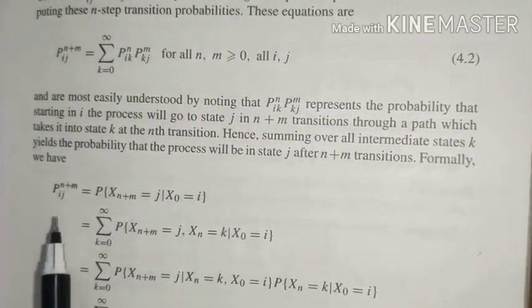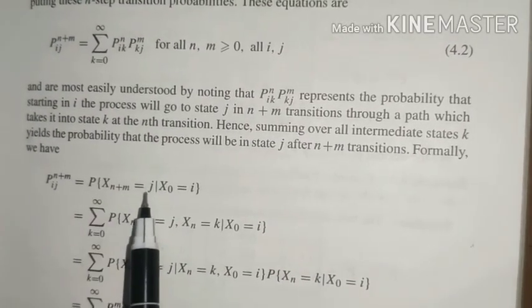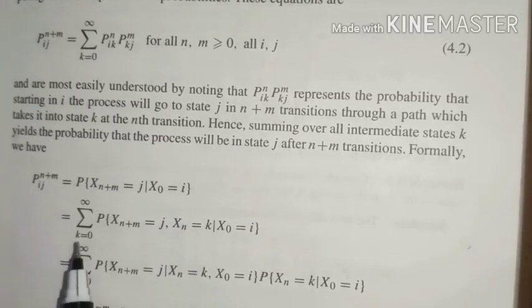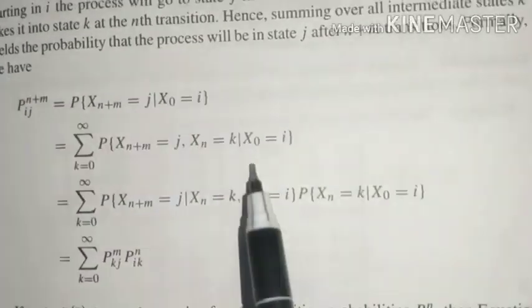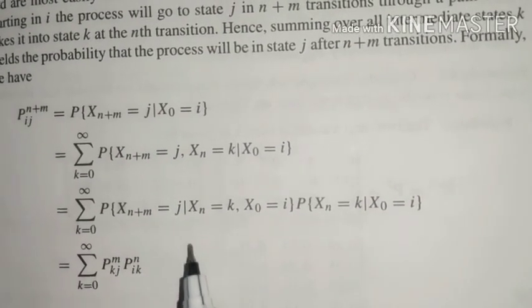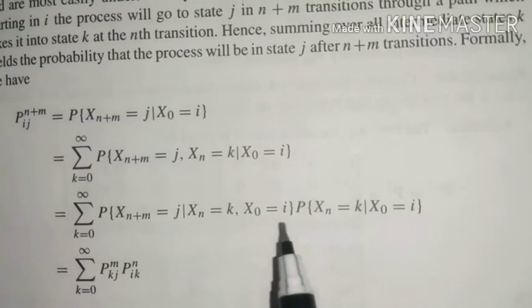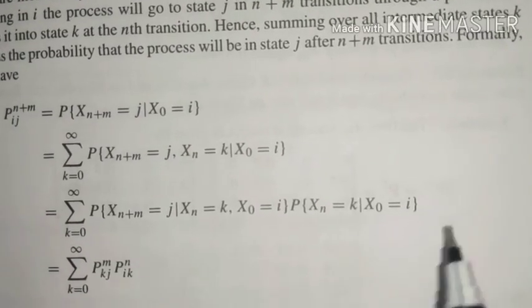How can you prove this? P ij n plus m, you have to prove this: x n plus m equals j given x0 equals i, and that way P of x n plus m equals j, xn equals k given x0 equals i, and after that summation of P of x n plus m equals j given xn equals k, x0 equals i, into P of xn equals k given x0 equals i, and after that the result is this.